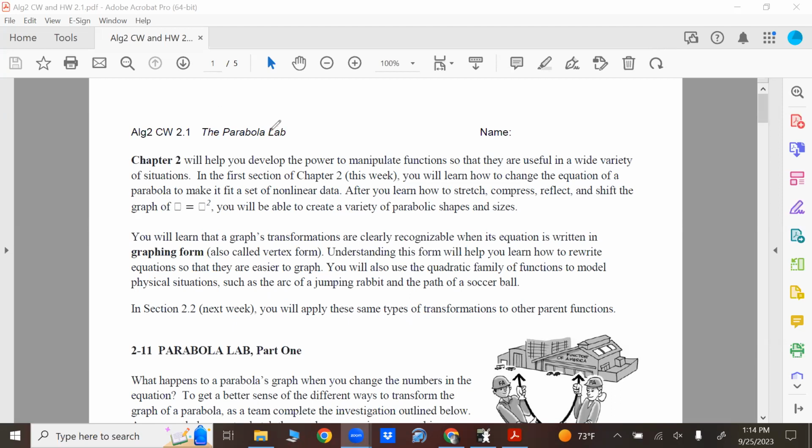So chapter 2 will help you develop the power to manipulate functions. When it says manipulate, what's really meant is transformations. And you guys have actually done some of this stuff in geometry and algebra 1, especially if you've done CPM for middle school or CPM last year in geometry. So it shouldn't be too new to what they're going to talk about. So we're going to manipulate functions so that they're useful in a wide variety of situations.